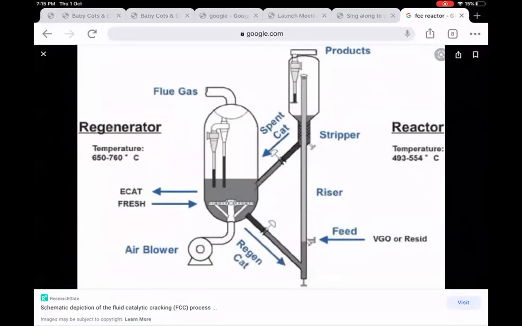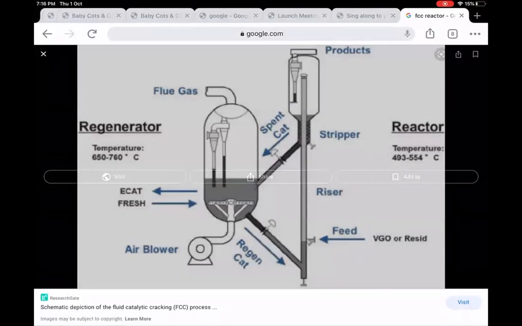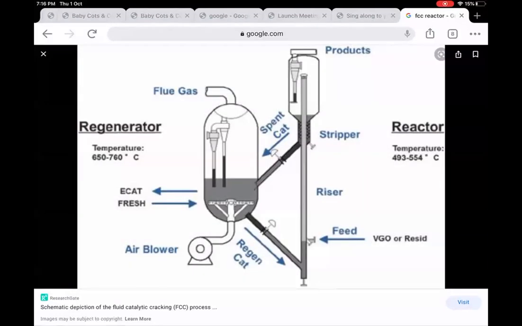So this is what a simple FCC reactor looks like. This is the reactor I told you about. This is where the feed goes in. VGO means vacuum gas oil or residual. This vacuum gas oil is heavy oil which contains C10, C15. This is the catalyst which is traveling through the riser. When it is traveling through the riser, the reaction happens and coke deposits on the catalyst.